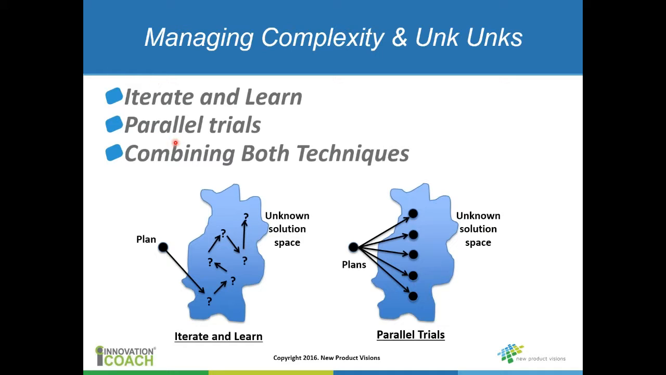So as I mentioned, I introduced you to the two concepts last time. These are the graphics. I think it's pretty self-explanatory: iterate and learn is a serial type of process in terms of learning, ferreting out these unknown unknowns, whereas with parallel trials, you're learning with parallel types of sub-projects. But I'll mention here, and I'll come back to it in a minute, that it's not an all or nothing type of proposition. You can actually combine the two techniques. You don't have to use one in isolation of the other. So let's first talk about iterate and learn.